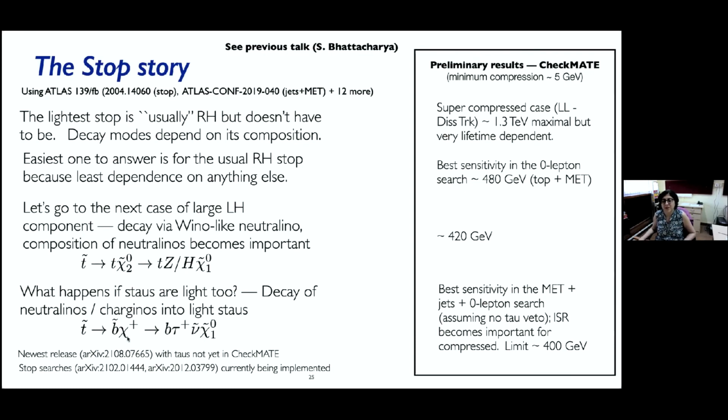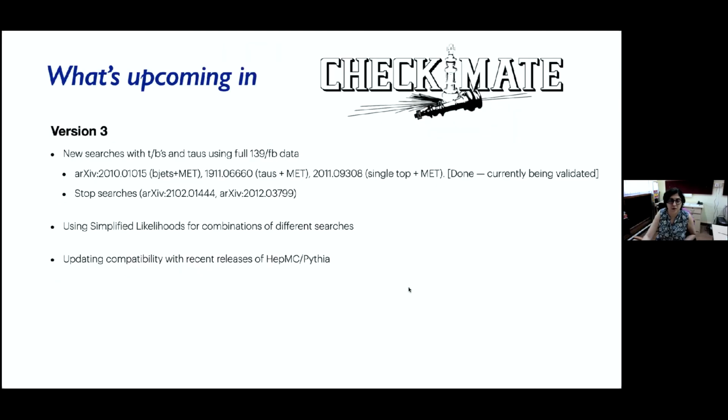And you can have this case where you have taus that are also light. So you have this decay mode where it decays not via the top, but where you have bottoms and taus in the final state. The newest release of this bottom-tau search from ATLAS was just a few months ago, so it's not in CheckMATE yet. So our current best sensitivity is actually from jets plus missing energy, and again using ISR, you get a limit of about 400 GeV. So that's what we find.